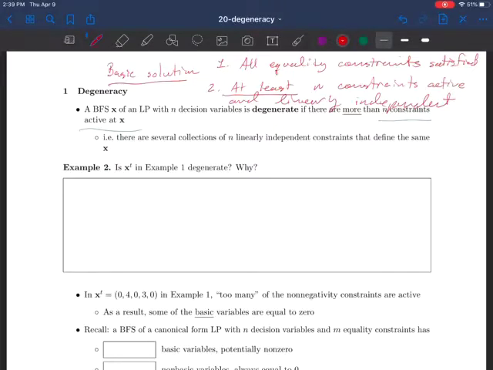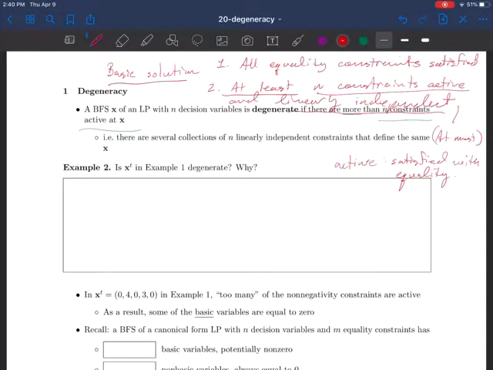Note the use of the word at least. We're very careful to say at least there. Now, I will note that because we're in an n-dimensional space, at most n constraints can be linearly independent. So this is at most. However, you can have more than n constraints active. Remember what active means?